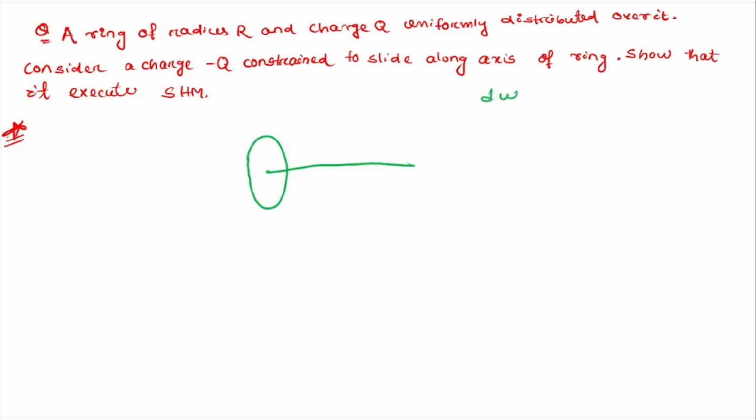Due to symmetry, at center electric field is equal to 0. At the center electric field is always 0 due to symmetry, and at any point P electric field can be easily found out.